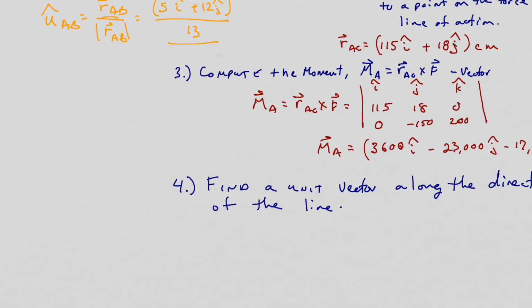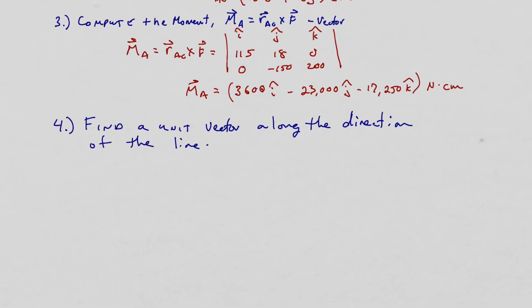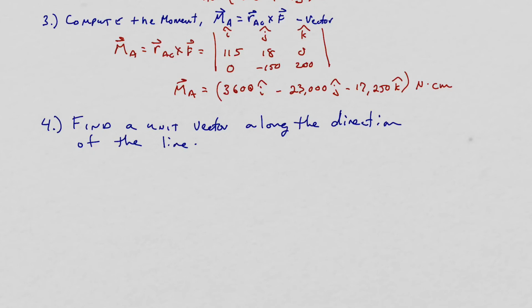So now, knowing this unit vector, we found UAB. I'm going to write that down real quickly. That is equal to 5 I hat plus 12 J hat divided by 13. The next step in our process, and actually our last step, is to determine the component of that moment, MA, about that line in that direction. And that's just using the dot product. So this is our last step in this process.